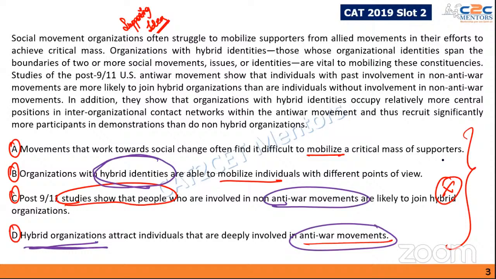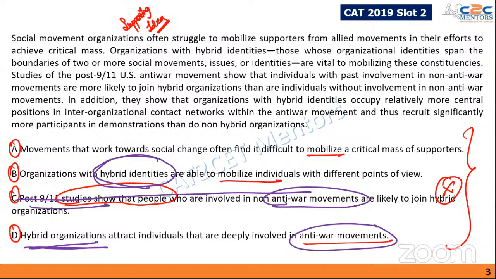Now we could take out one entire sentence because it's an example. Example can never be a summary. Now what are we left with? A, B and D. Okay, now let's look at A. Movements that work towards social change often find it difficult to mobilize a critical mass of supporters.